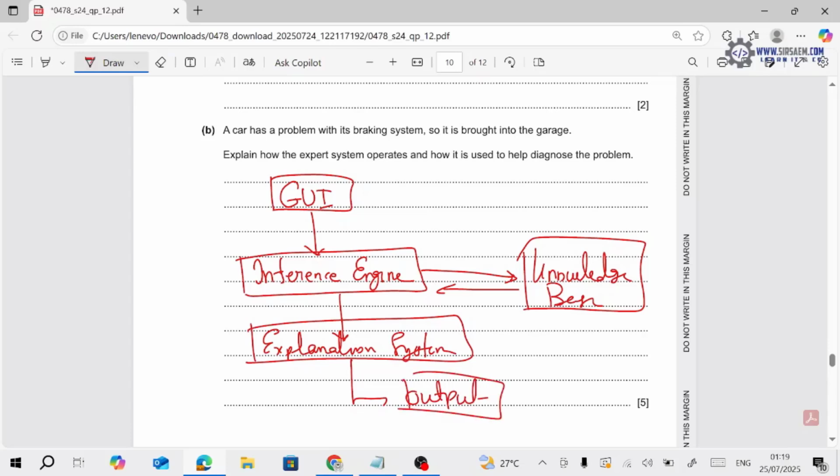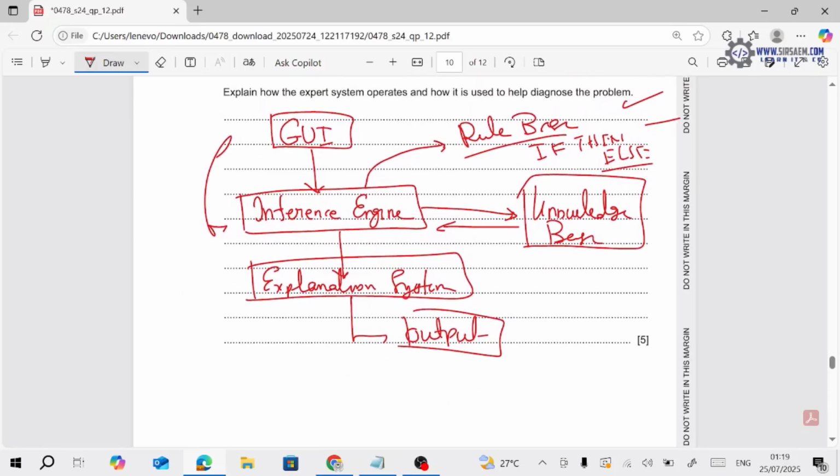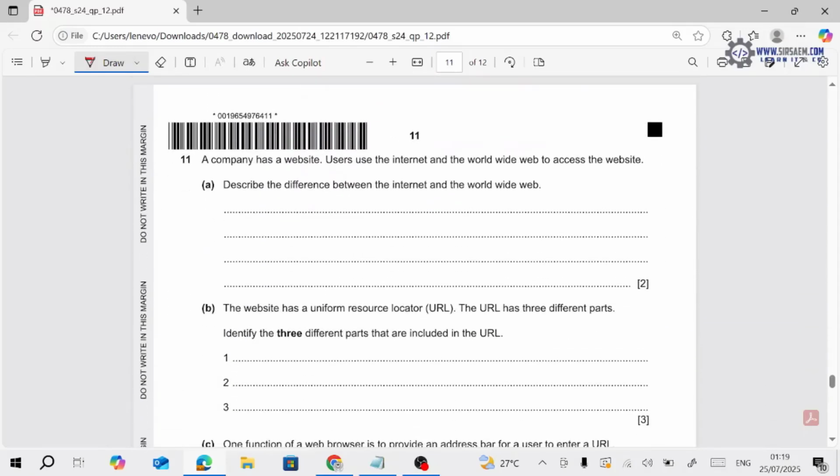So if I want to elaborate this more, I would explain that the inference engine uses a rule base. What's a rule base? A rule base consists of if then else statements. So if you find this, you will do this. Okay, so that's how it all works. You are going to explain this in your own words. Hope you get my point. Any confusion, please write it in the comment box.